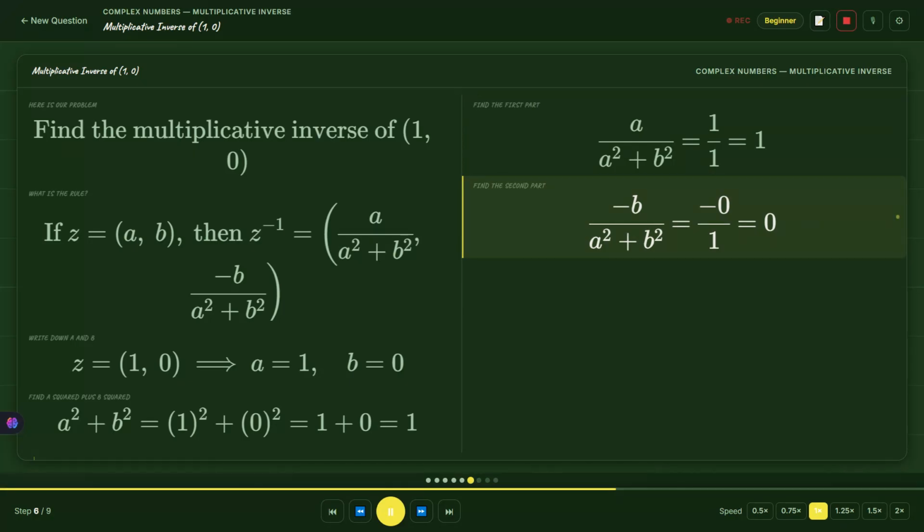Now let's find the second part. We put negative b on top and 1 on the bottom. Negative 0 is still 0, and 0 split into 1 equal part is just 0.